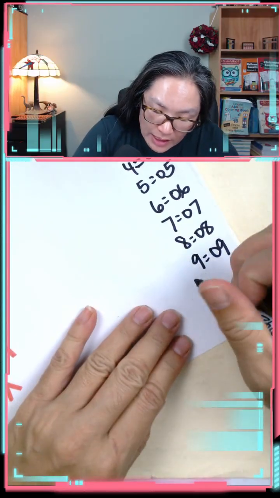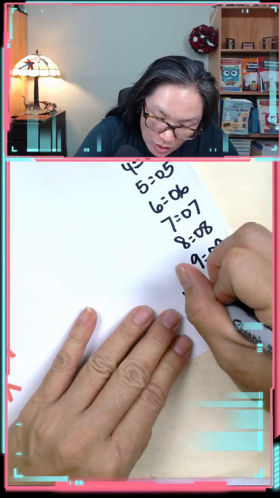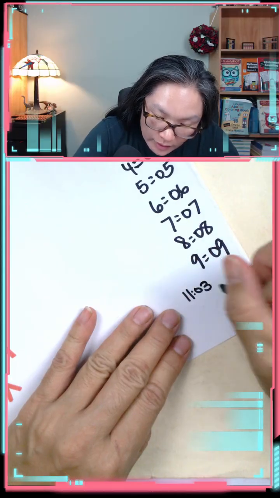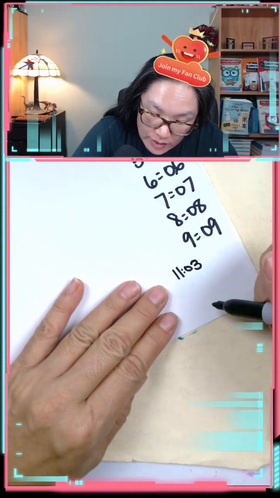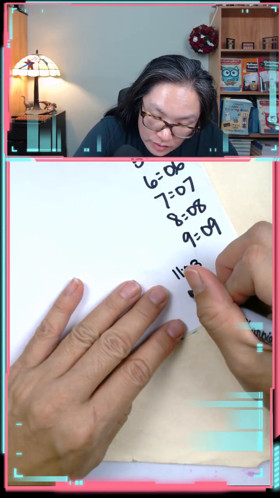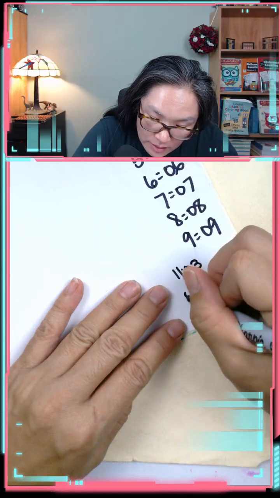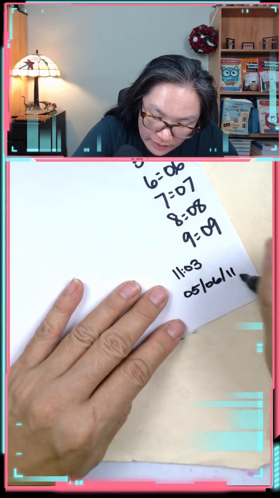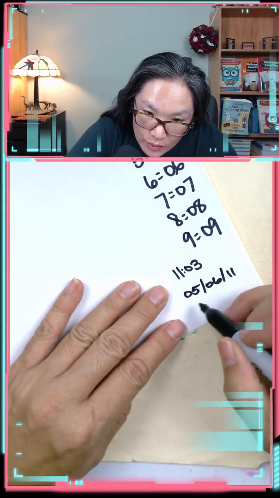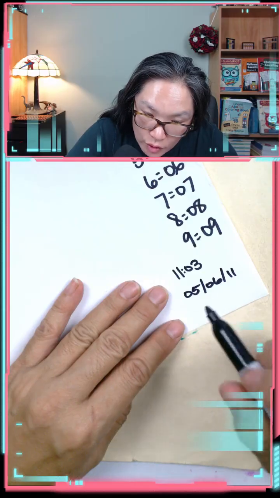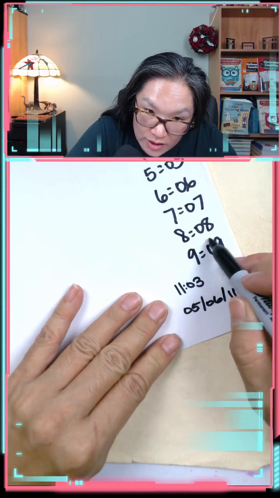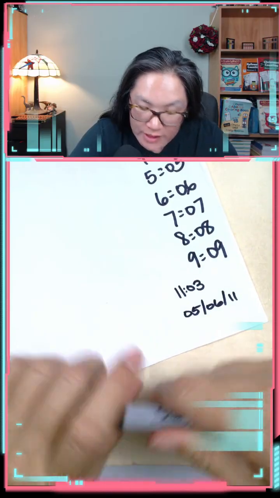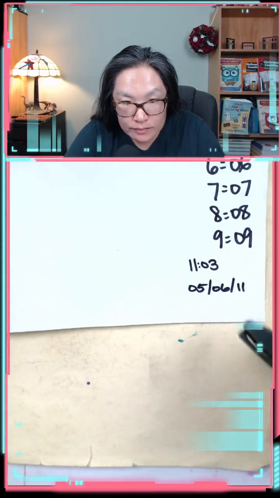So why are we doing this? Because it's just like how we talk about time. 11:03. Notice that there is a 2-digit number. We can do our date, 05/06/11. See how we can do a 2-digit number? So that's why we can do 2-digit if it's a single digit. We just have to remember that there's a 0. Okay?